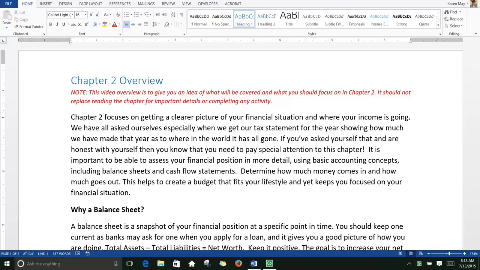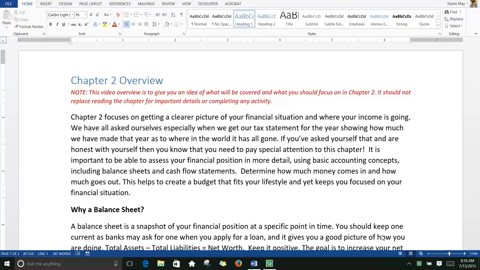Determine how much money comes in and how much goes out. This helps to create a budget that fits your lifestyle and yet keeps you focused on your financial situation. But don't panic. You do not need accounting to learn how to do a simple personal balance sheet and cash flow statement.